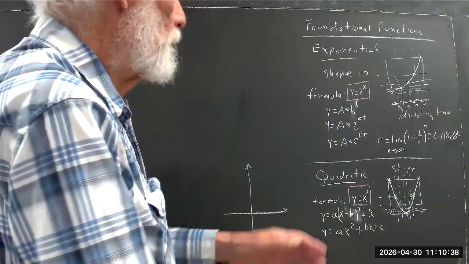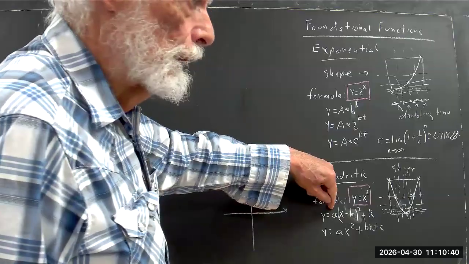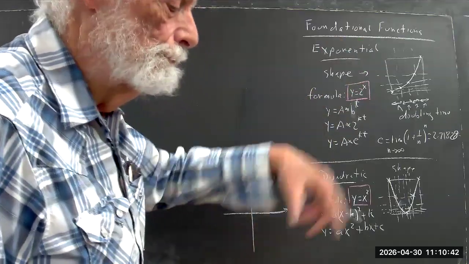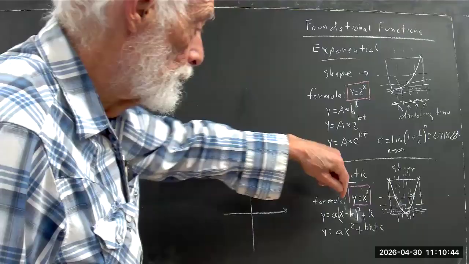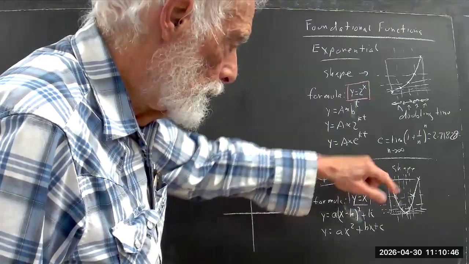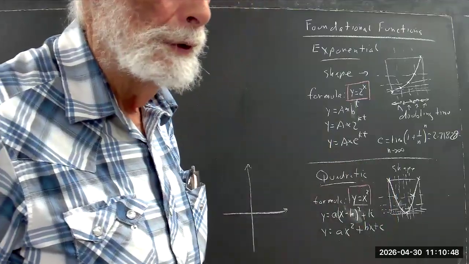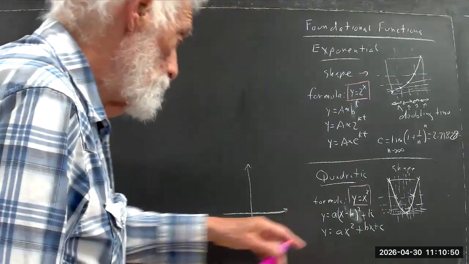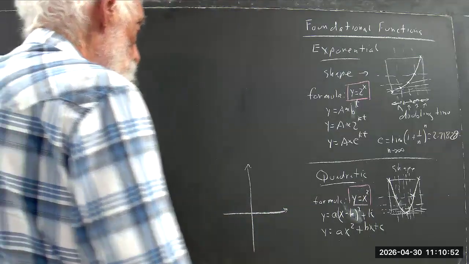It's very straightforward. You vertically stretch by factor a. If a is negative, you reflect it across the x-axis. Then you shift it h units in the x direction, k units in the y direction. You need to know how to do that. You need to be able to do that.